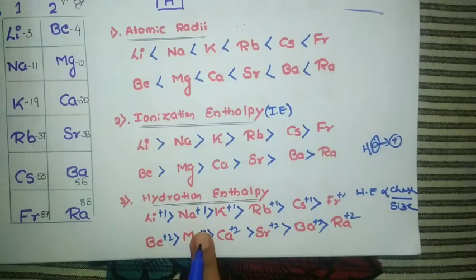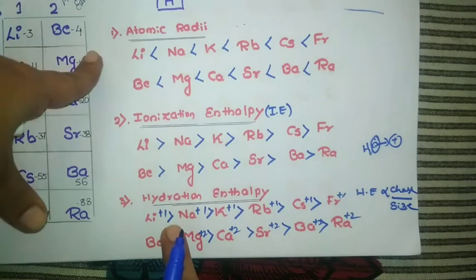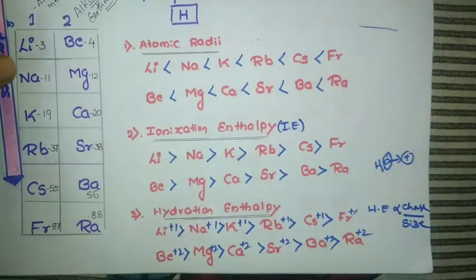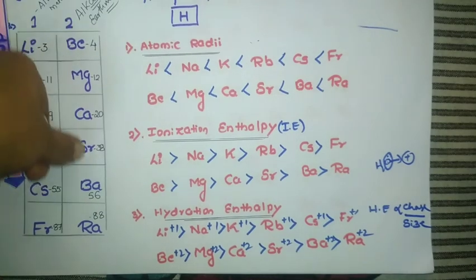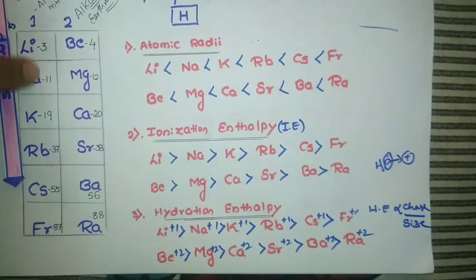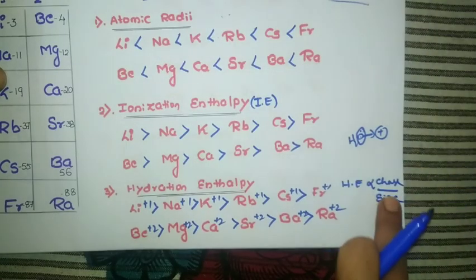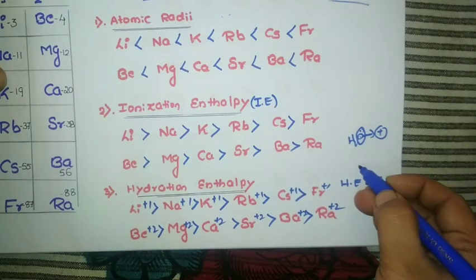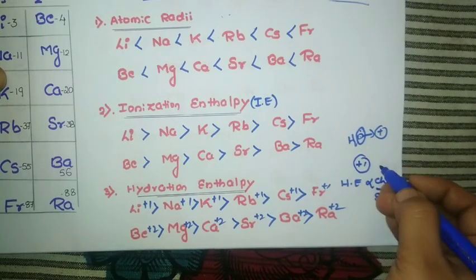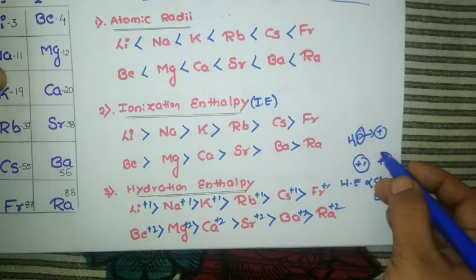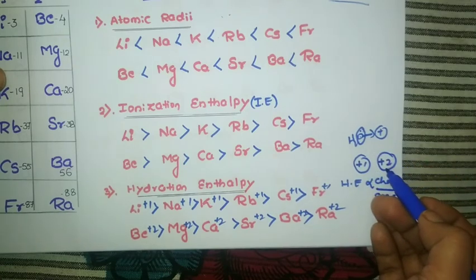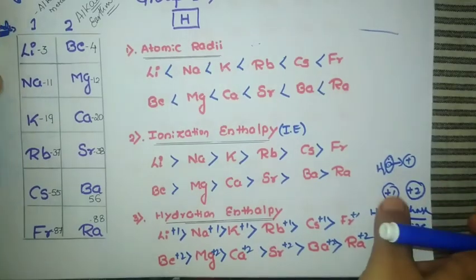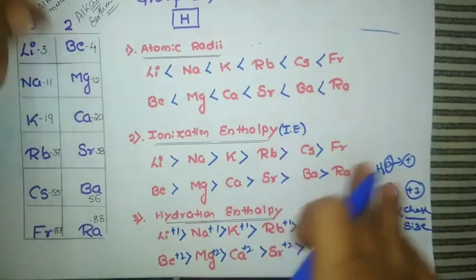Now if I compare group 1 and group 2 elements, the hydration enthalpy of group 2 elements is very high compared to group 1. Why? Because hydration enthalpy is directly proportional to the charge. Alkali metals have a +1 charge, and alkaline earth metals have a +2 charge, dear students. So the +2 charge is high, and the hydration enthalpy will also be high. This is the hydration enthalpy trend.